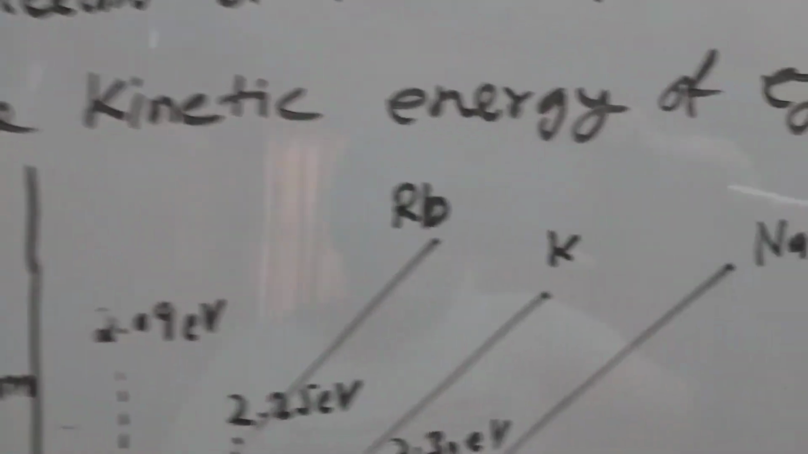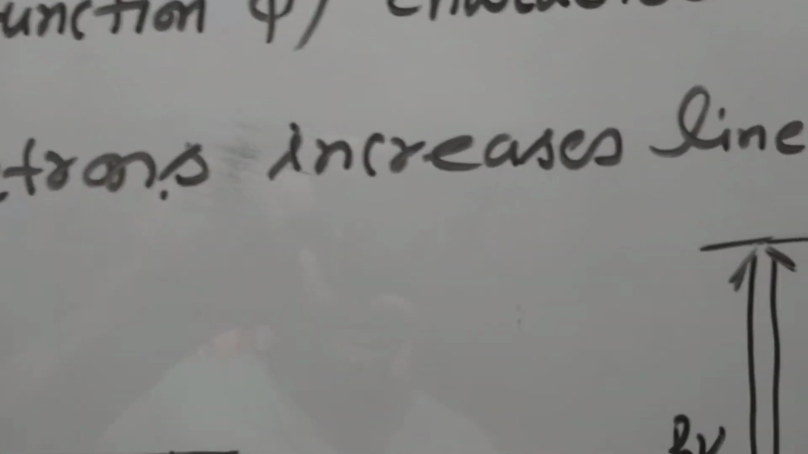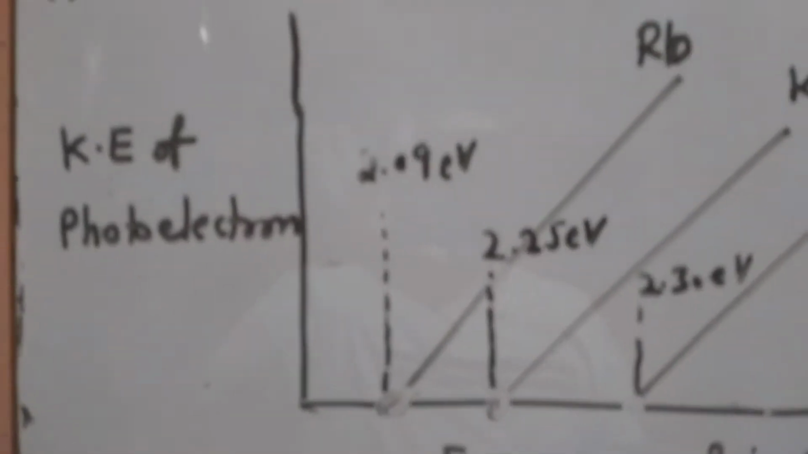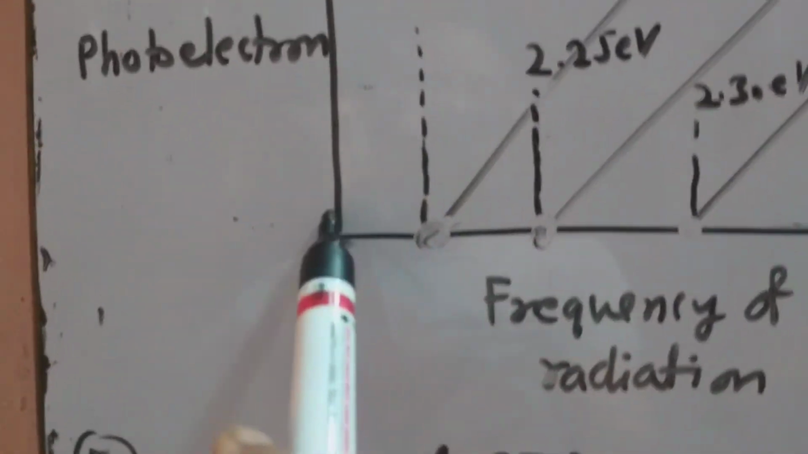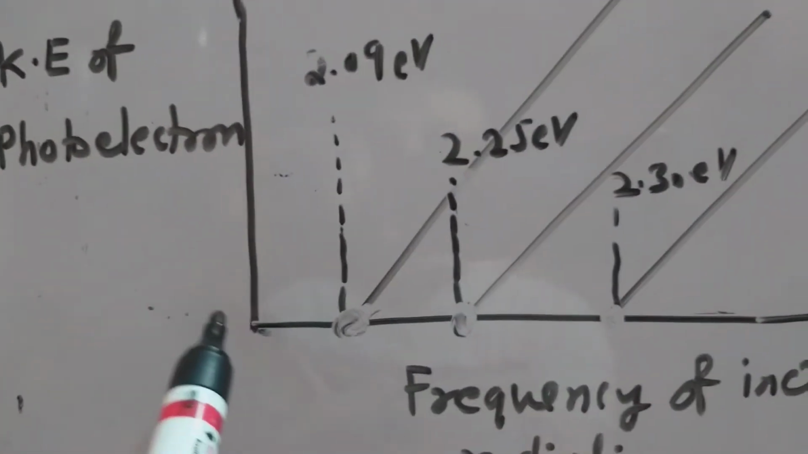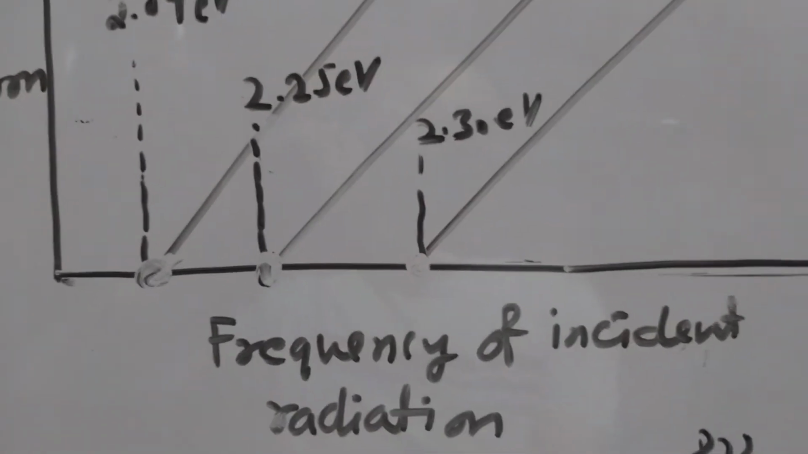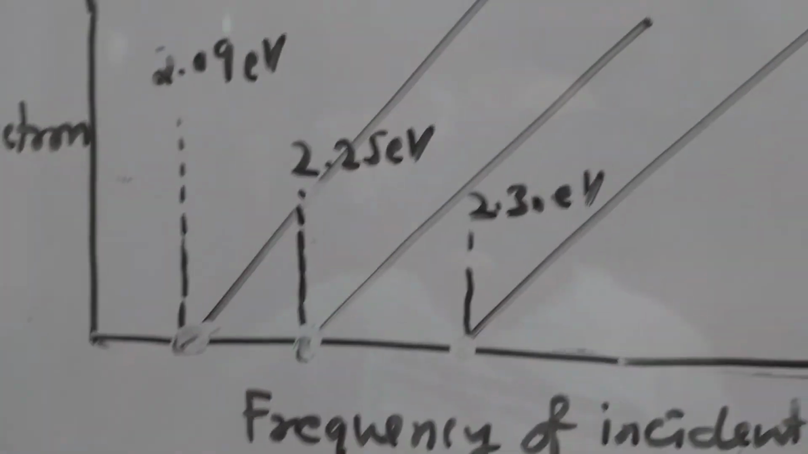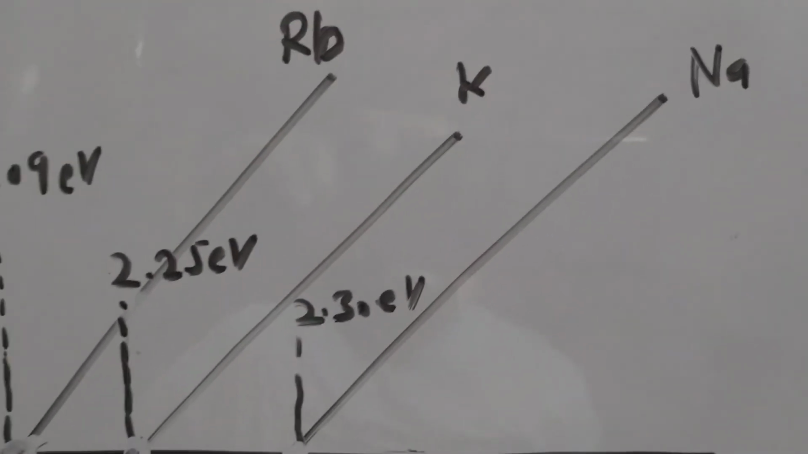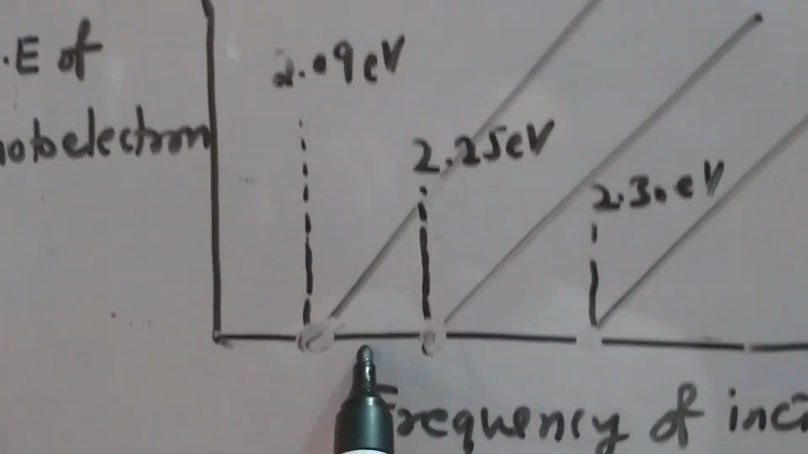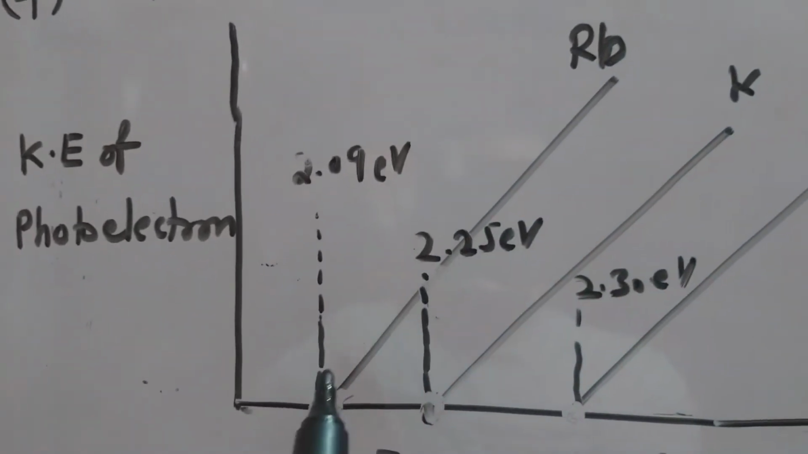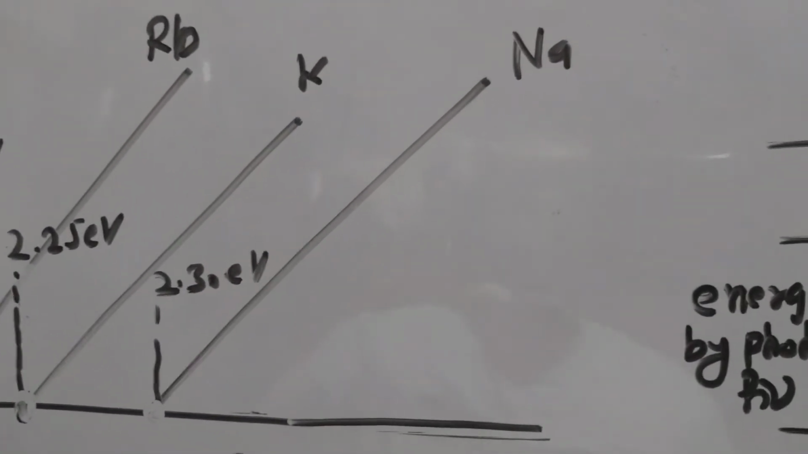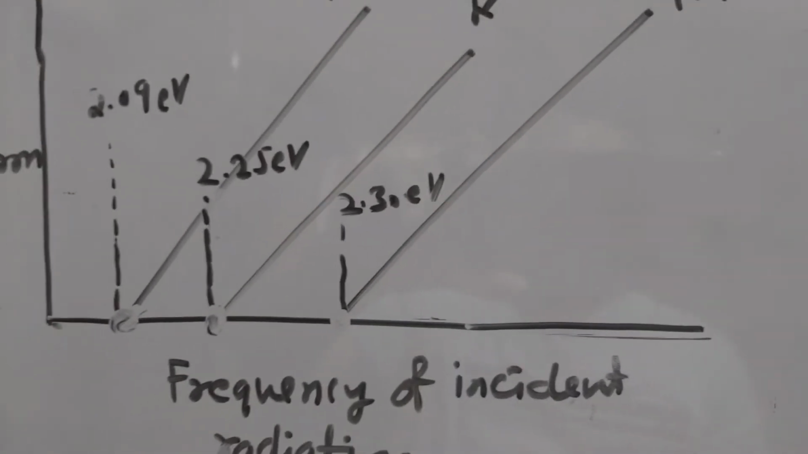The kinetic energy of the ejected electron increases linearly with the frequency of the incident radiation. From this curve we can see that a curve is plotted between the kinetic energy of the photoelectron and the frequency of incident radiation, and it is rising linearly with the frequency of the incident photon. Here we have taken three metal atoms for which the work function values are also given. Rubidium has 2.09 electron volt, potassium has 2.25, and sodium has 2.30 electron volt work function value.